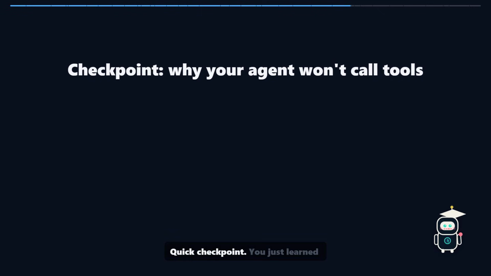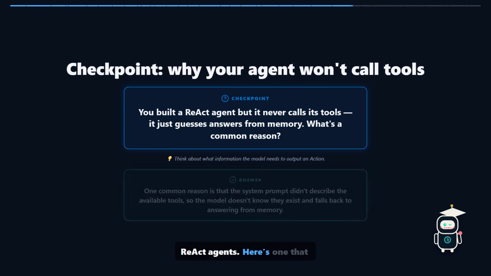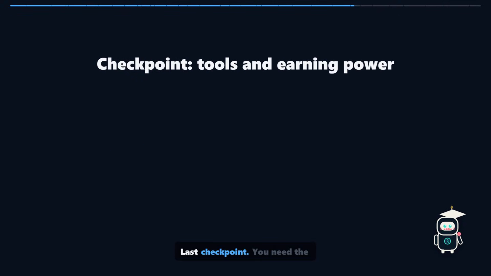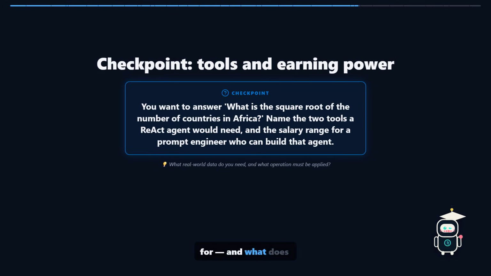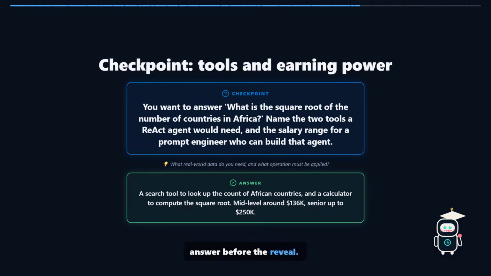Quick checkpoint. You just learned the 3 mistakes that kill ReAct agents. Here's one that trips up beginners. Let's see if you caught it. Last checkpoint. You need the square root of the number of countries in Africa. Which tools does your agent reach for? And what does that skill pay? Pause and answer before the reveal.